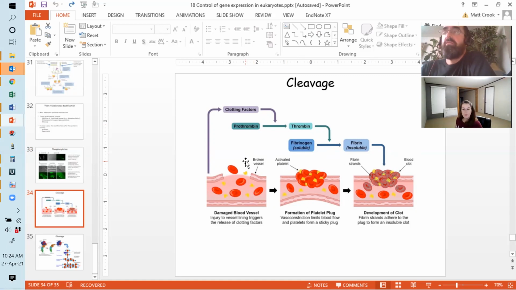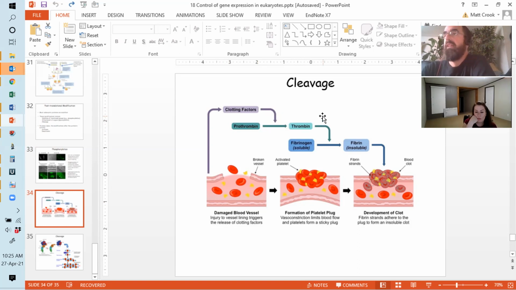They're always there, right? Ready and waiting, but not doing anything, which is good because you don't want blood clots. That's a terrible thing, actually. That's what leads to strokes and heart attacks and stuff like that, right? So these things should be completely off when everything is normal. But as soon as you get a damaged blood vessel, a broken blood vessel, the lining is damaged, those clotting factors are produced, and one of those cleaves this protein from prothrombin to thrombin.